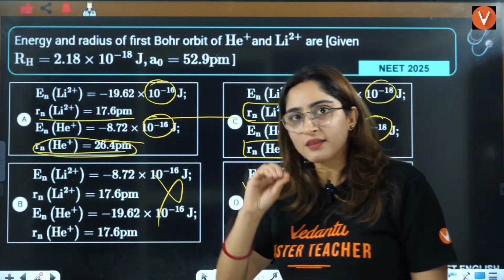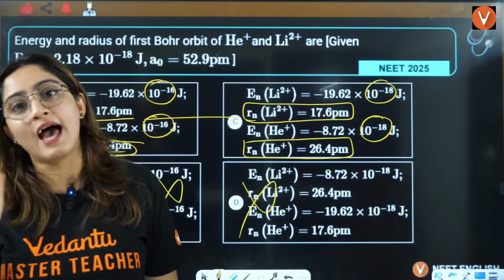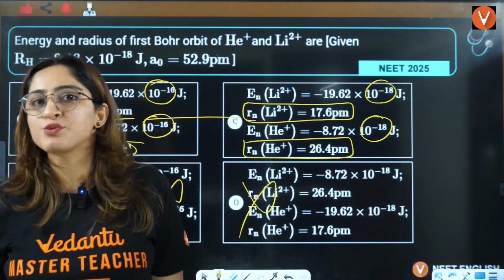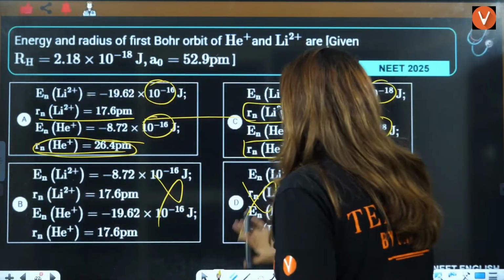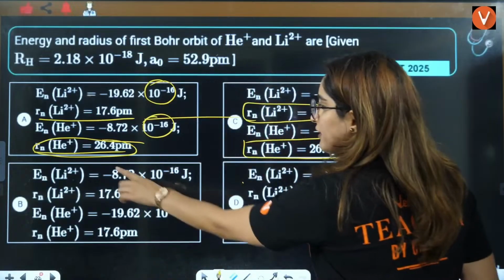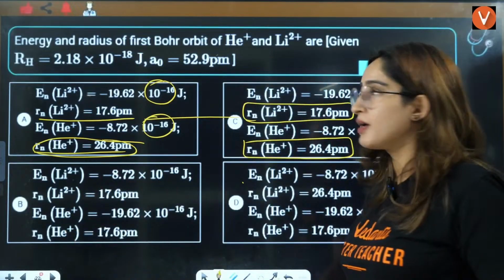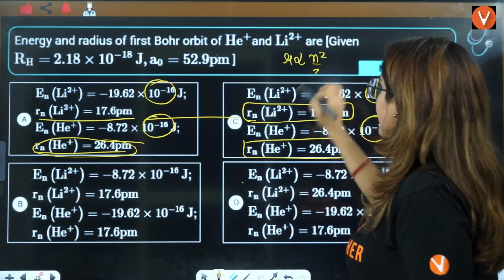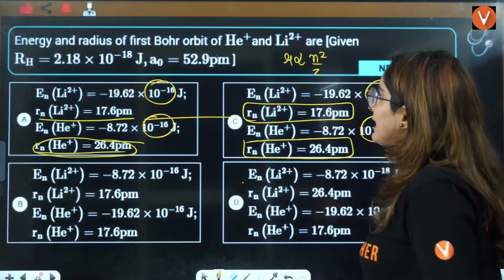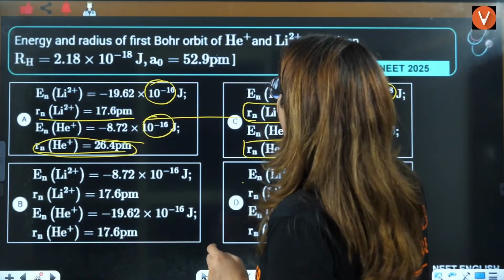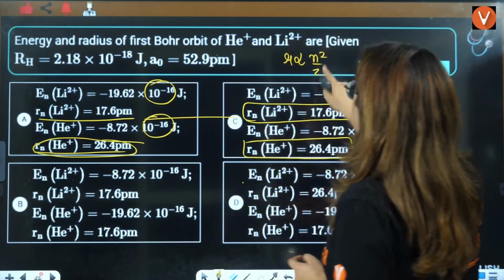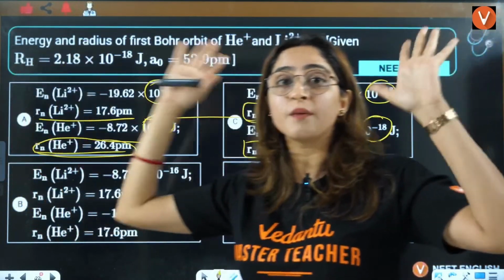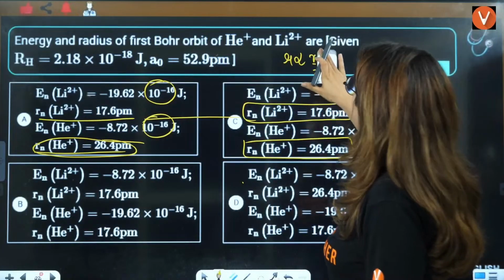See, sometimes in the exam, I'm telling you a trick for the exam also, how to do guesswork. We are very intelligently doing the guesswork, right? We know that even if you solve the ratio of lithium 2 positive and helium positive, we know that r is directly proportional to n square by Z, right? If we are saying that radius of first Bohr orbit of this and this, n is same, that means n is same, guys. n is same. Such a brilliant thing here, right? They are saying n is same.